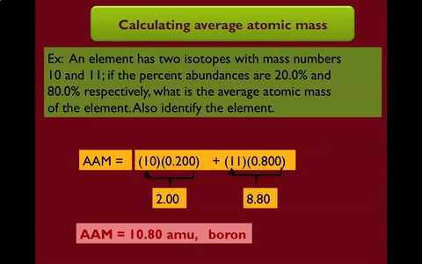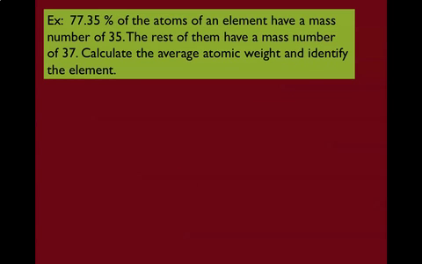And if we look on the periodic table, 10.80, the mass would go with boron. So this is where we get the decimal number for boron. 20% of boron has a mass number of 10, 80% has a mass number of 11, and so they add that together and they get the 10.8.